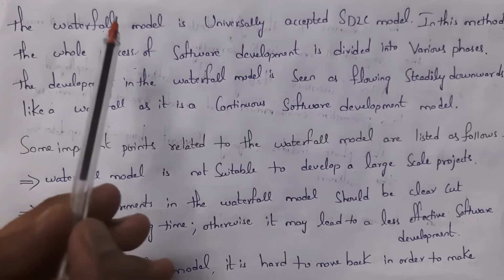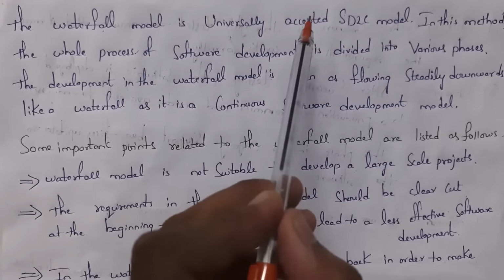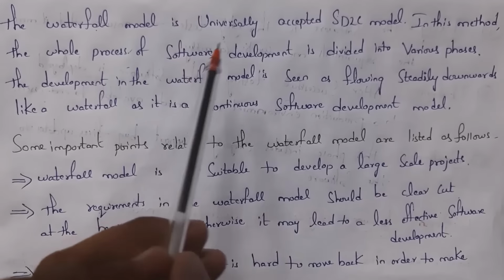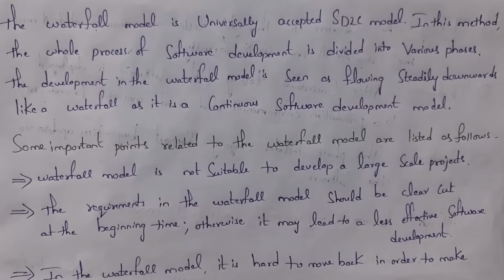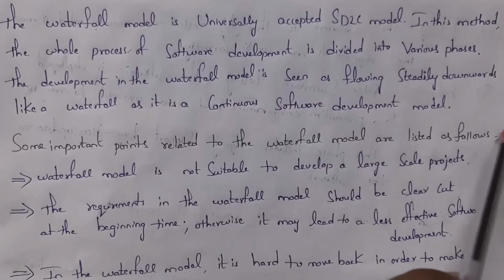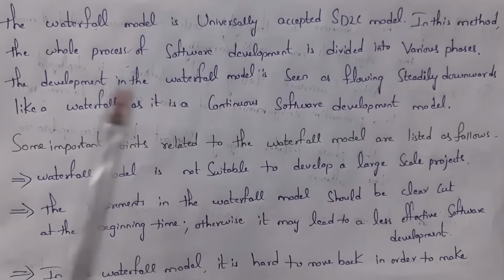The waterfall model is a universally accepted software development lifecycle model. In this method, the whole process of software development is divided into various phases. I already said before, the development in the waterfall model is seen as flowing steadily downward like a waterfall, as it is a continuous software development model.